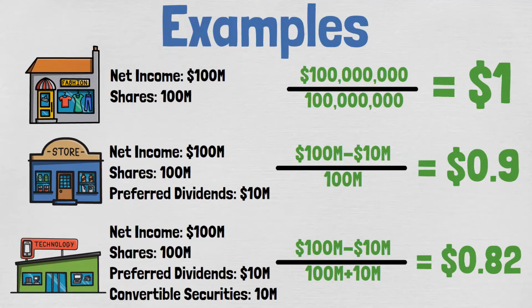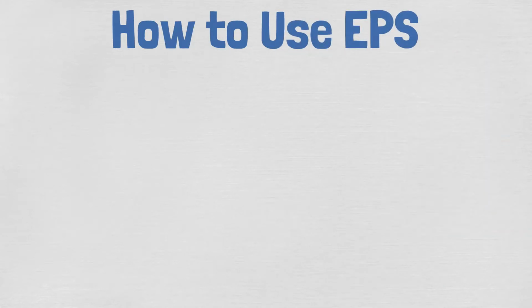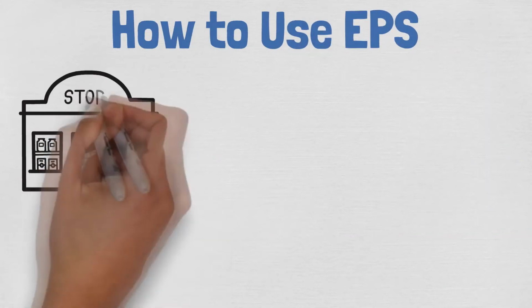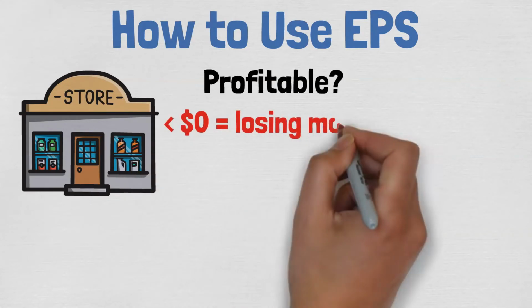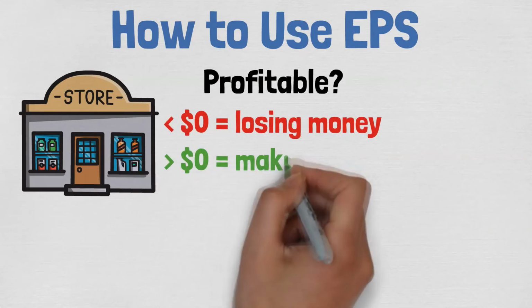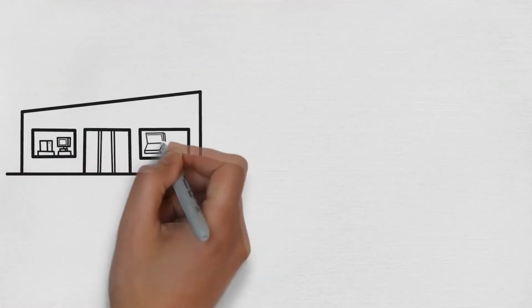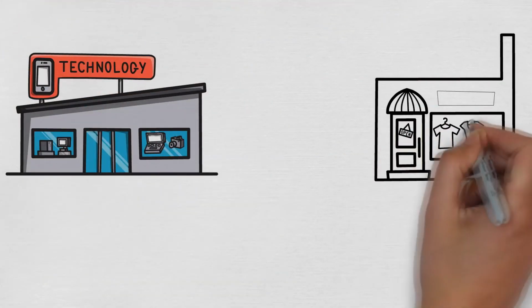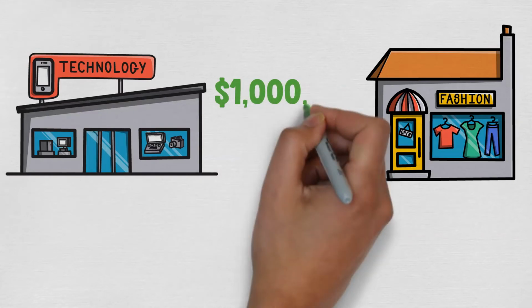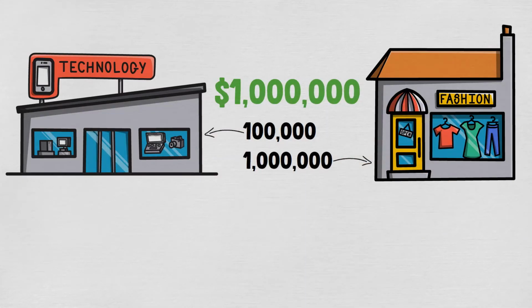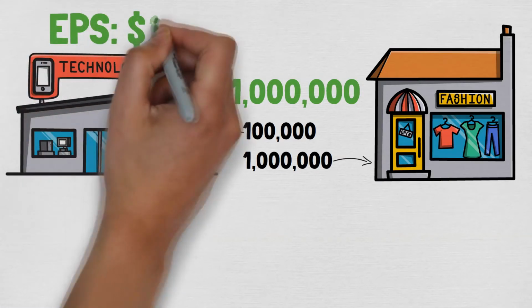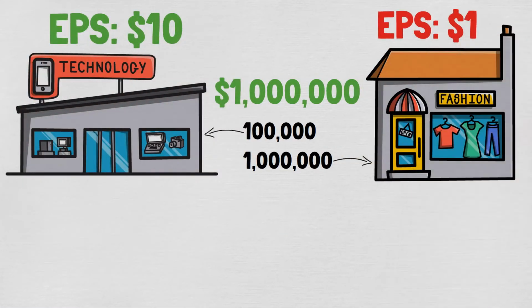So those are some examples of how to calculate EPS, but what can you use EPS for? It of course immediately shows whether or not the company is profitable. If the EPS is a negative number, the company is losing money, and if it is a positive number, the company is making money. You can also use EPS to compare different companies. If two companies are making $1 million a year, but one company has 100,000 shares, while the other one has a million shares, the first company is making a lot more money for the stock owners.